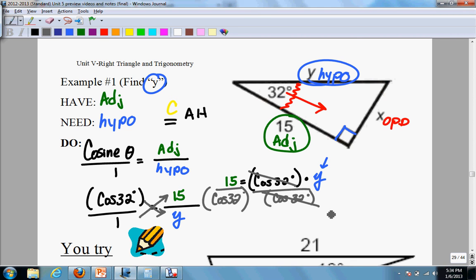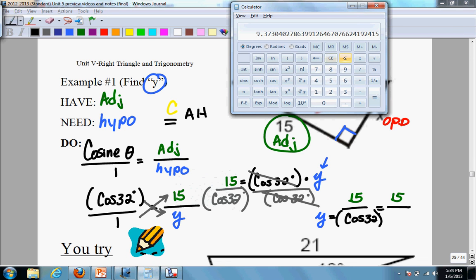These cancel. So the final step, if I want to find out what y is, it equals whatever 15 is divided by the cosine of 32 degrees. That's going to be 15 divided by, now how do I find cosine 32? You get out your calculator, and either you do 32 cosine or cosine 32. In my case, I'm going to do 32. I'm going to hit the cosine button.